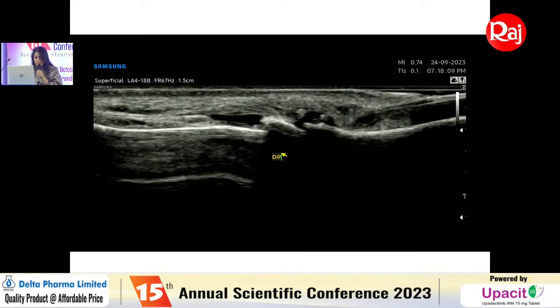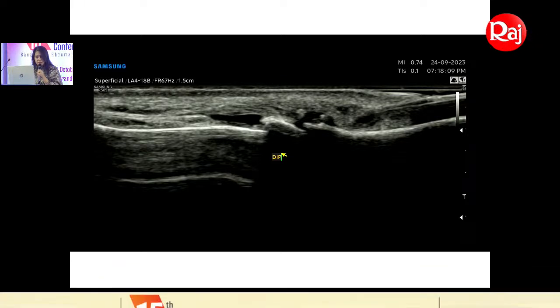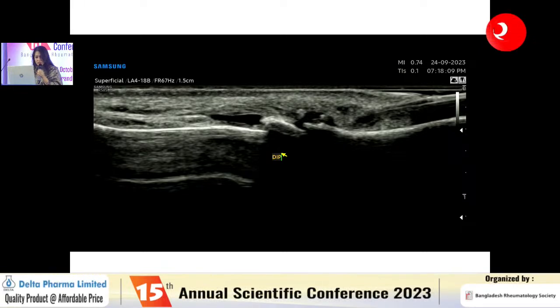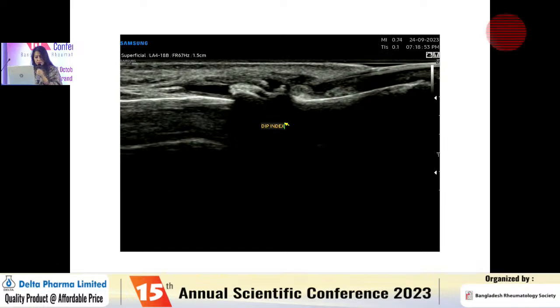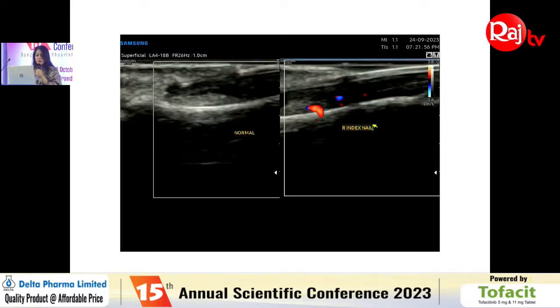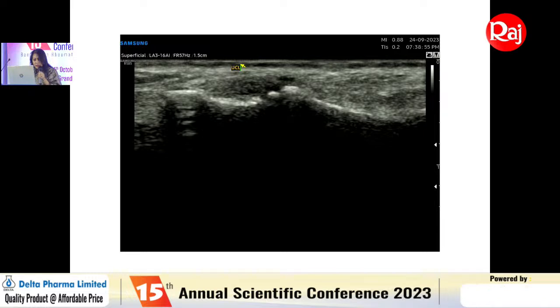And in this slide, you can see the DIP joint is showing some bony proliferation, bony spur, synovial inflammation, and extensor tendon inflammation. Here you can see the extensor tendon inflammation by hypoechogenicity around the extensor tendon. And in this slide, you can also find that the patient has bony proliferation, synovial inflammation, and extensor tendon inflammation. The nail plate is also showing increased thickness in this patient. And this is another slide showing collateral ligament inflammation.